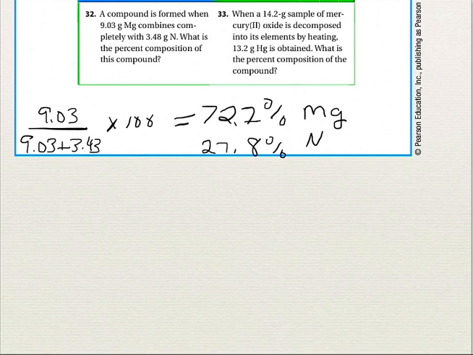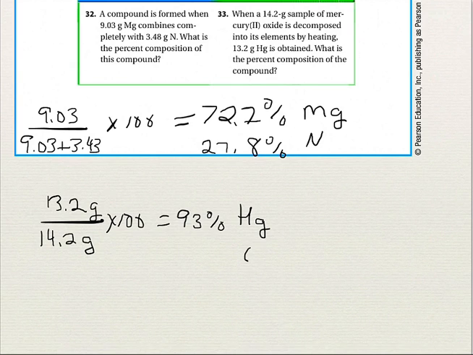On the next one, it says when a 14.2 gram sample of mercury(II) oxide is decomposed into its elements by heating, 13.2 grams of mercury is obtained. What is the percent composition of the compound? Well, 13.2 grams divided by the whole, 14.2 grams, times 100. And when I calculate that out, I'm going to end up with 93% for mercury. Therefore, the oxygen must be only the 7% left.